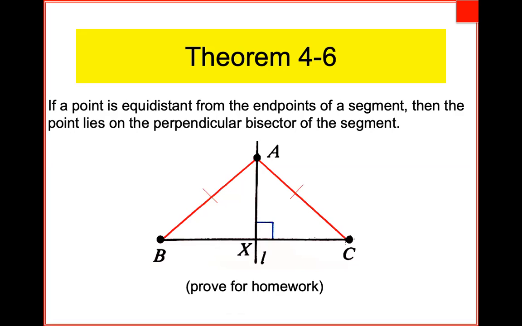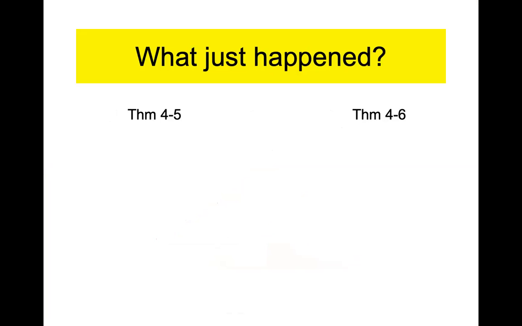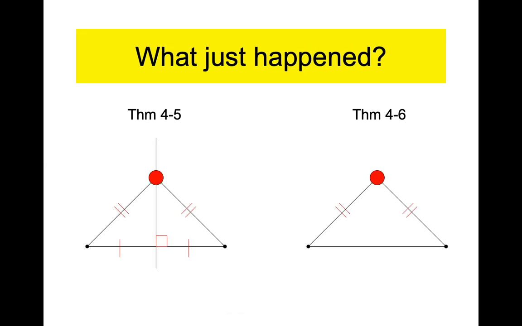Good? Okay. All right, so what just happened, we talked about theorem 4.5 and 4.6. It's a biconditional statement, so it's an if and only if, but they break it down into two separate ones. Theorem 4.5 says, if you have a point anywhere on the perpendicular bisector, then those two black lines that I'm drawing right here are congruent, okay? Theorem 4.6 says the converse to that. It says that if a point is equidistant to the endpoints of a segment, then that red point must live on the perpendicular bisector, if and only if.